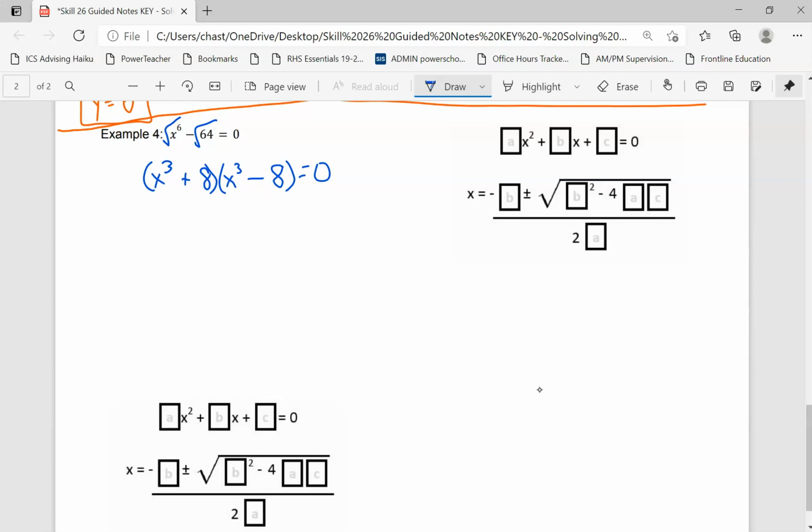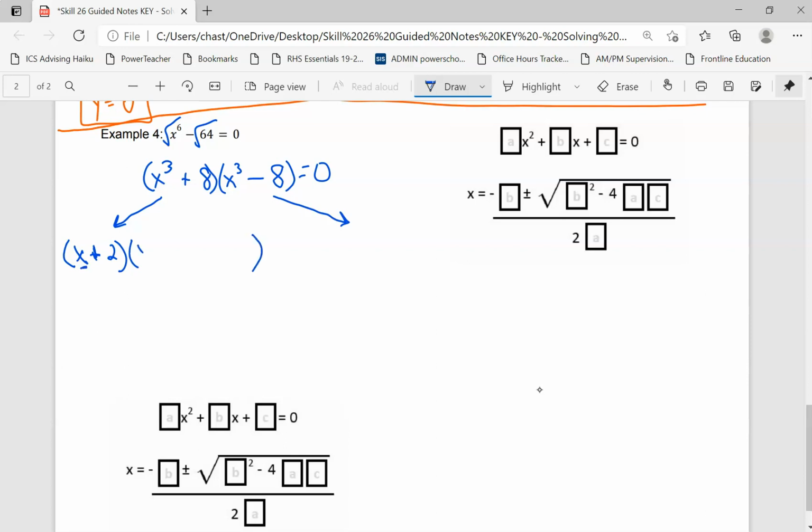Now, we should hopefully remember that when we have x cubed and then 8 is also a number that can be cubed, that means that we can factor this using the sum and difference of cubes. Okay, so I'm going to do that out to the sides here. X cubed, the cube root of that is x. The cube root of 8 is 2, because 2 times 2 times 2 makes 8.